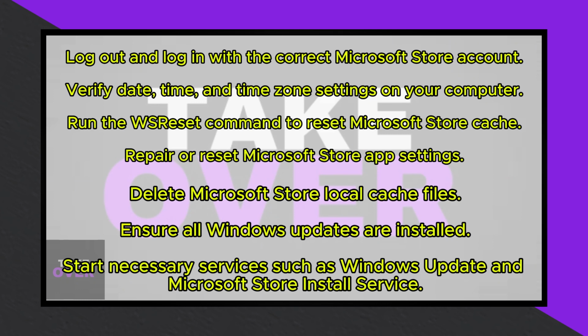Ensure all Windows updates are installed by clicking on Get Updates in the Microsoft Store library. Start all necessary services by typing Services in the Windows search box, opening the Services app, ensuring the Windows Update and Microsoft Store Install Service are running and set to automatic. Keep your Windows up to date by checking for updates in the Settings menu.